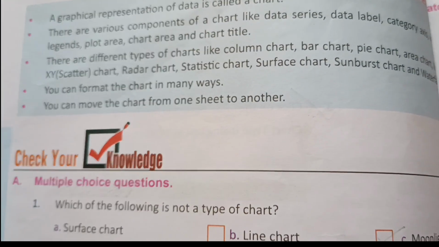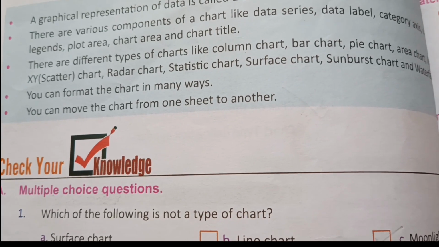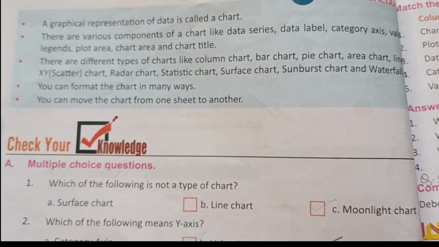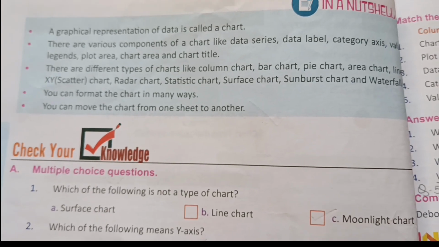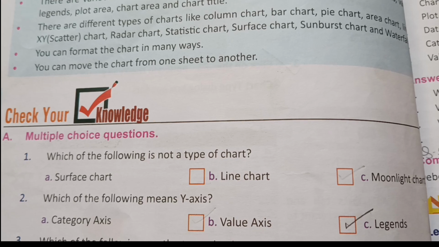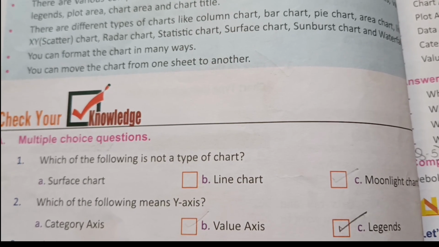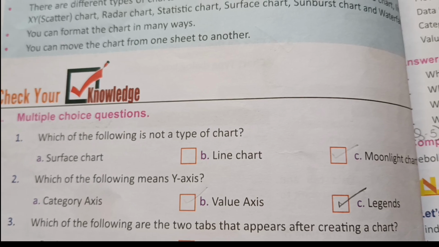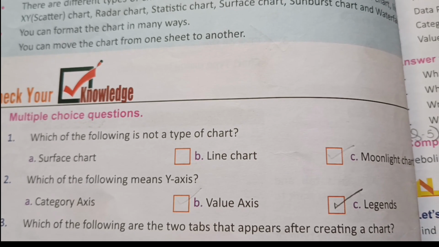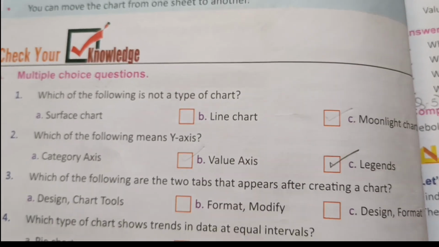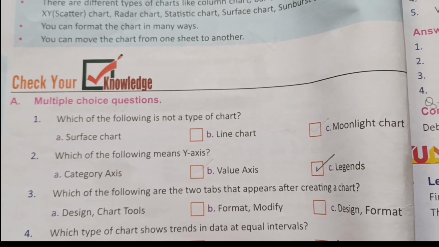First is multiple choice questions. Which of the following is not a type of chart? And the answer is moonlight chart. Next, which of the following means y-axis? Y-axis means value axis. Third one, which of the following are the two tabs that appears after creating a chart? And the answer is design format.